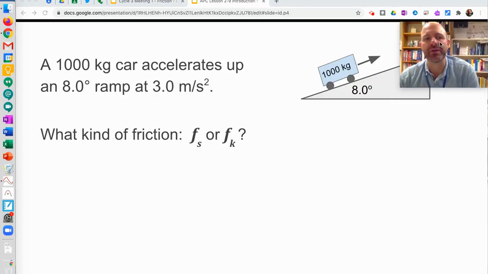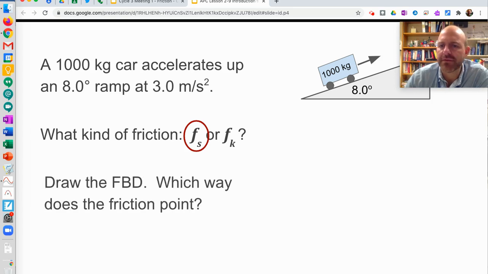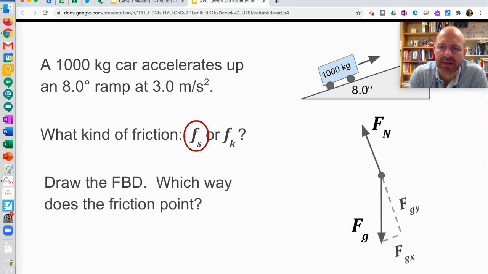So let's do an example here. A 1,000-kilogram car accelerates up a ramp. It's an 8-degree ramp at 3 meters per second squared. First of all, what kind of friction? Well, if it's accelerating up the ramp properly, it's static friction because the wheels are turning but not slipping. What do all the forces look like? Well, they look like this: normal force, force of gravity. If friction is the thing that's accelerating it up the ramp, then it must be in that direction, right?